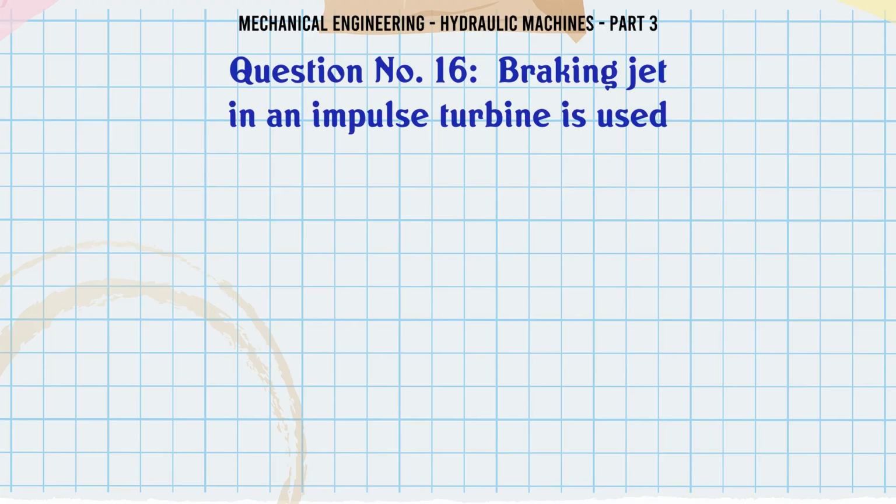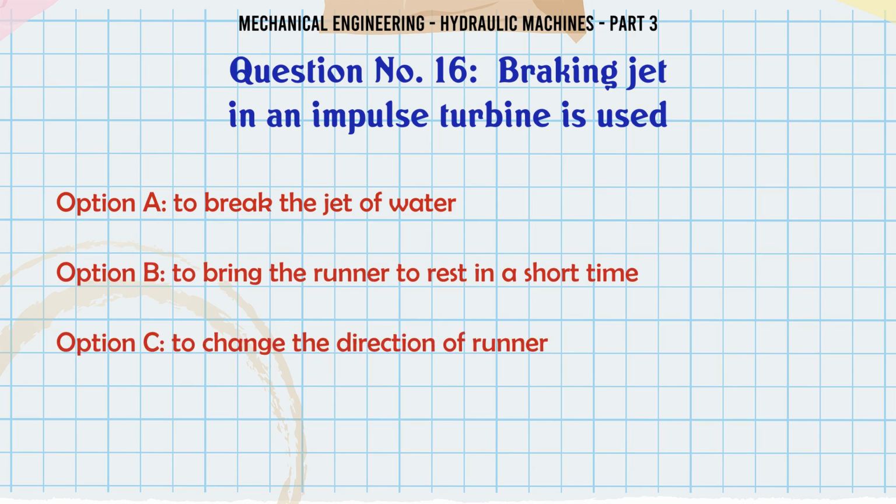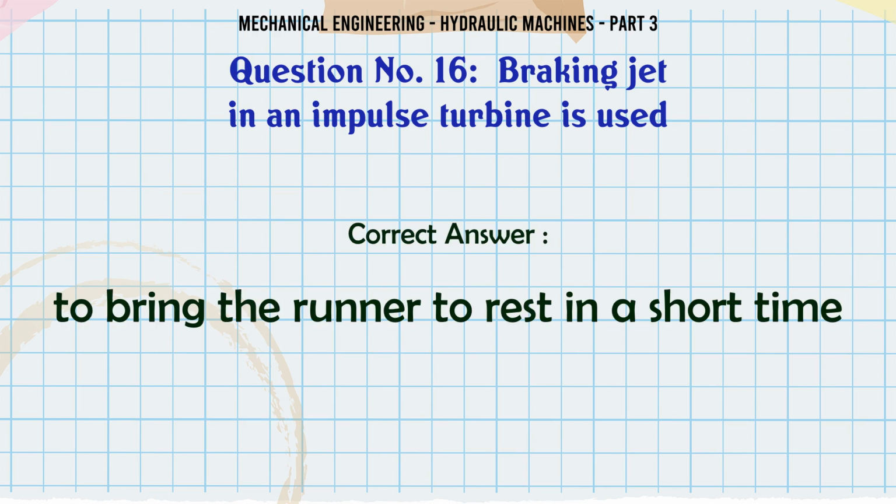Braking jet in an impulse turbine is used: A. To brake the jet of water. B. To bring the runner to rest in a short time. C. To change the direction of runner. D. None of these. The correct answer is to bring the runner to rest in a short time.